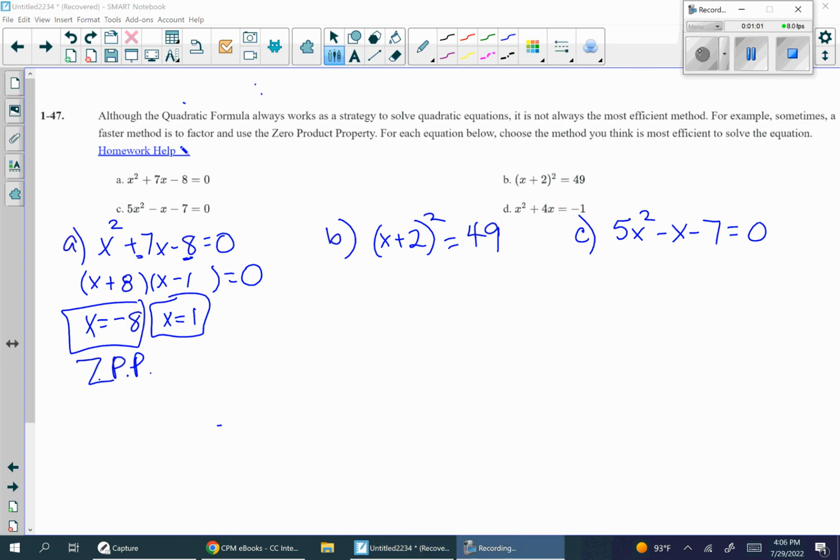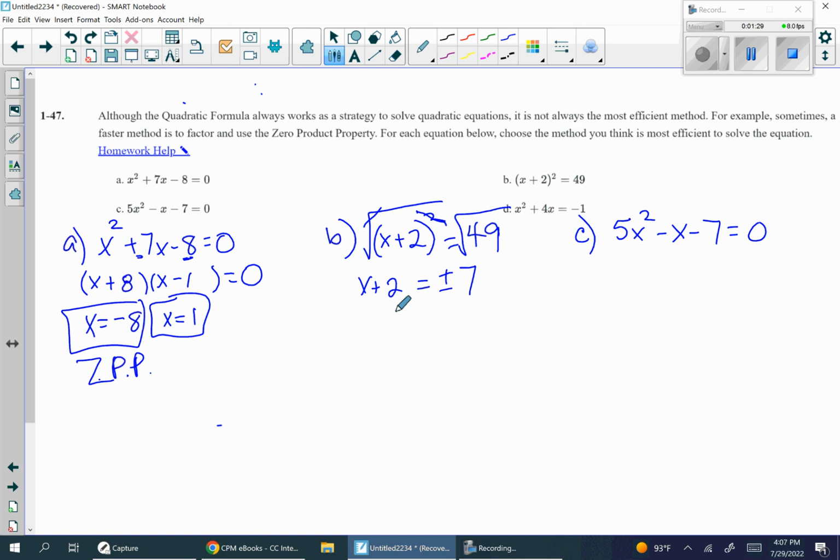Okay? For problem B, this is actually set up quite nicely because there is no technical b term. And we have this (x + 2) squared. So we can undo that squared right off the bat by taking the square root of this. And that allows us to take the square root of the other side as well. So this cancels with this, and we're left with x plus 2 equals, square root of 49 is either the positive or negative version, plus or minus 7.